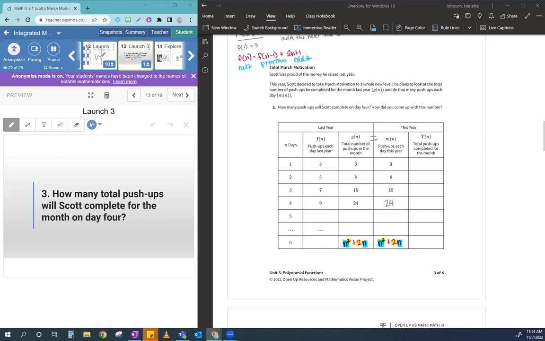How many push-ups has he done for day 1? 3. This month, it's just 3. Does that make sense? Okay. I know I'm still cutting off, but I'm just going to keep going on so that we can record this and then you guys can go back, because I don't know what to do. Okay. So is everybody okay with this? Is in the chat.